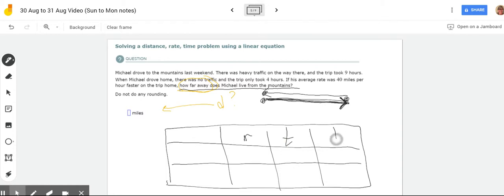So rate times time equals distance. I do not like the skinny pen. Okay, so we're going to go there and back. Okay, here's what it says. It says that the trip took 9 hours there and it took 4 hours back. It says his average rate was 40 miles per hour faster on the trip home. Okay, so what does that mean?